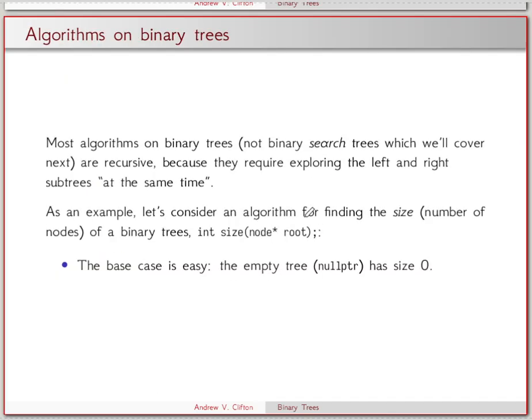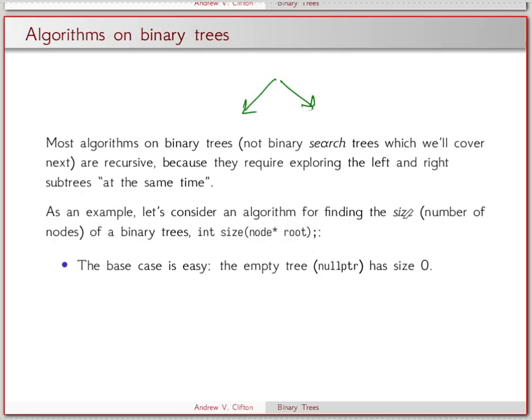Most of our algorithms on binary trees are going to be recursive because we need to go left and right. We're not sure which way to go. So we're going to have to recursively explore the left and right subtrees at the same time. In terms of what the computer's doing, it's not literally at the same time, but you can think of it that way mentally.